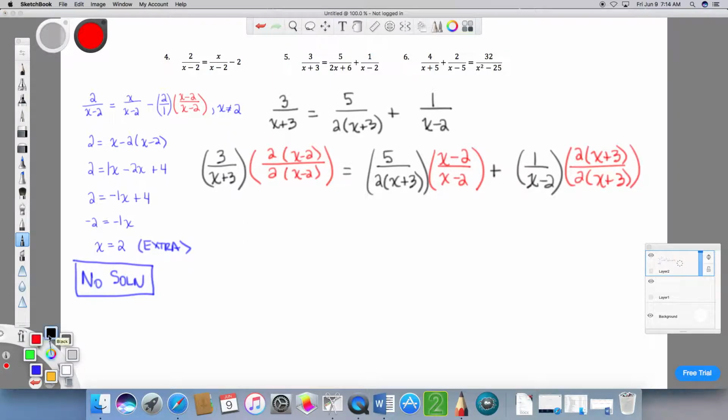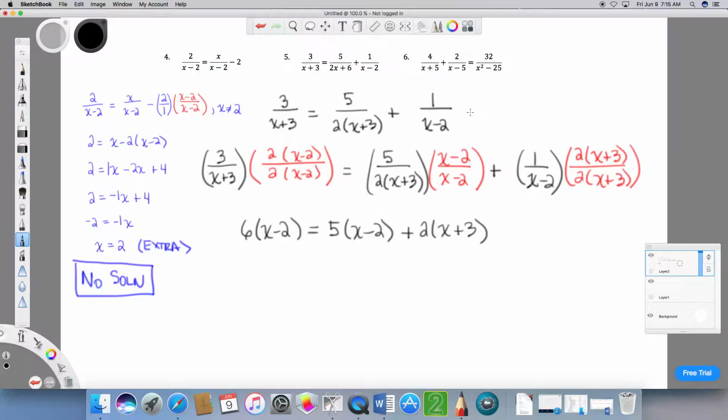All right, so now that every denominator has 2 times the quantity x plus 3 times the quantity x minus 2, we can clear these fractions by multiplying both sides of this equation by that common denominator. So if we do that, we'll have 3 times 2 times x minus 2. Well, 3 times 2 is 6. And here I'll distribute that in just a second. And here I've got 5 times x minus 2. And here I have 2 times x plus 3.